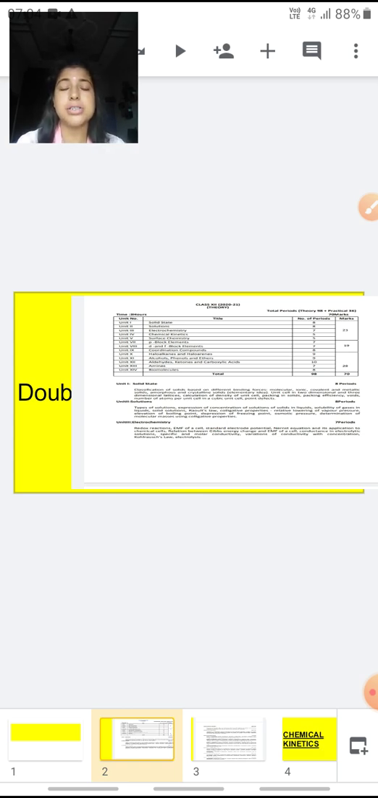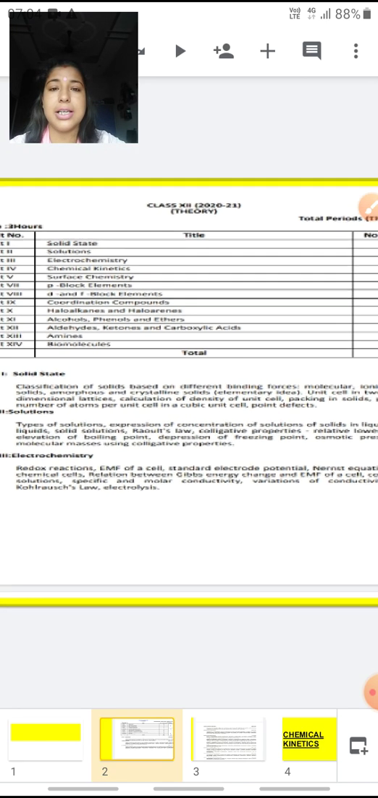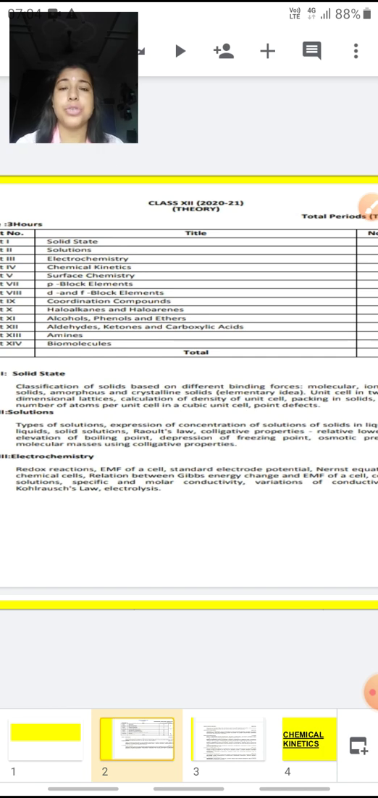CBSE has reduced some of the topics from some of the chapters of your chemistry. So today, before starting with the lesson, I would like to introduce you to the revised syllabus. Now, children, on the screen you can see that there are now 14 chapters in your chemistry. The last chapter, environmental chemistry, the chemistry in everyday life, has been removed. The Polymers chapter has also been removed from the syllabus.